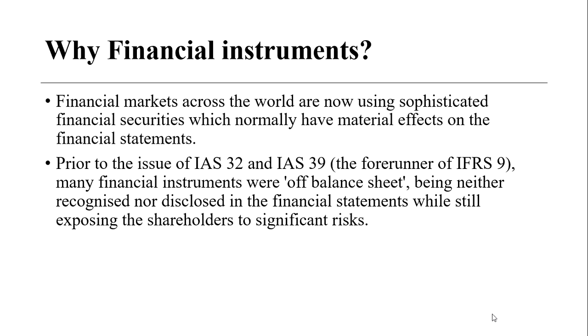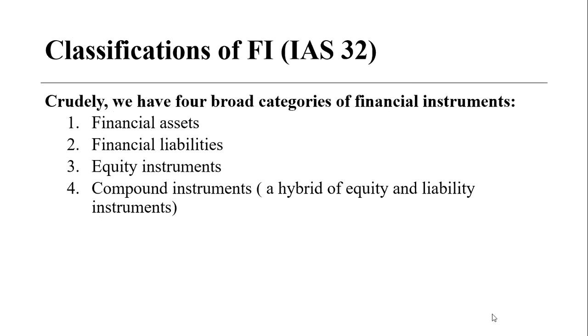Why financial instruments? Well, financial markets across the world are now using sophisticated financial securities which normally have material effects on the financial statements. In the recent past, most entities have been treating financial instruments as off-balance sheet items, which is not supposed to be the case because these have material effects on the financial statements. Remember, the goal of standards is to make financial statements more reliable and less misleading. Classification, IAS 32.